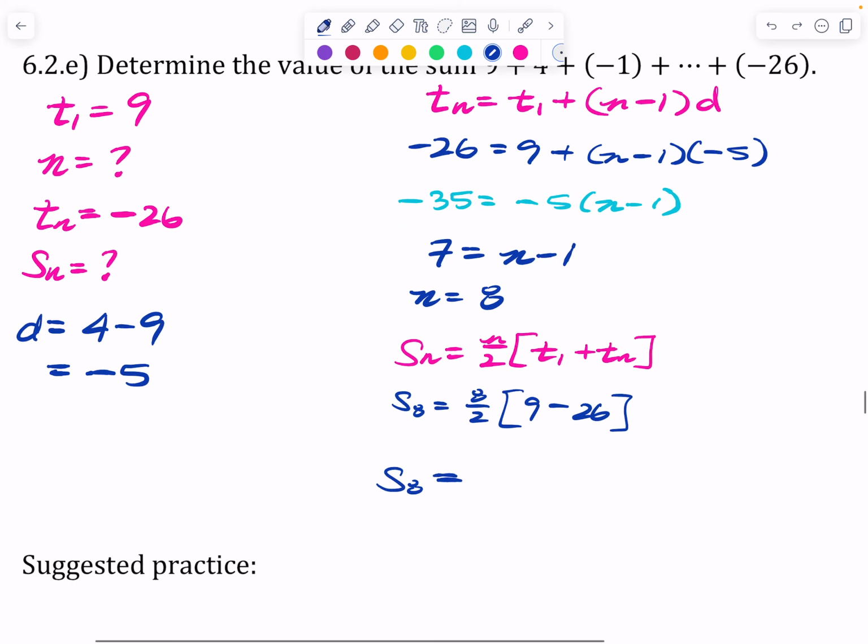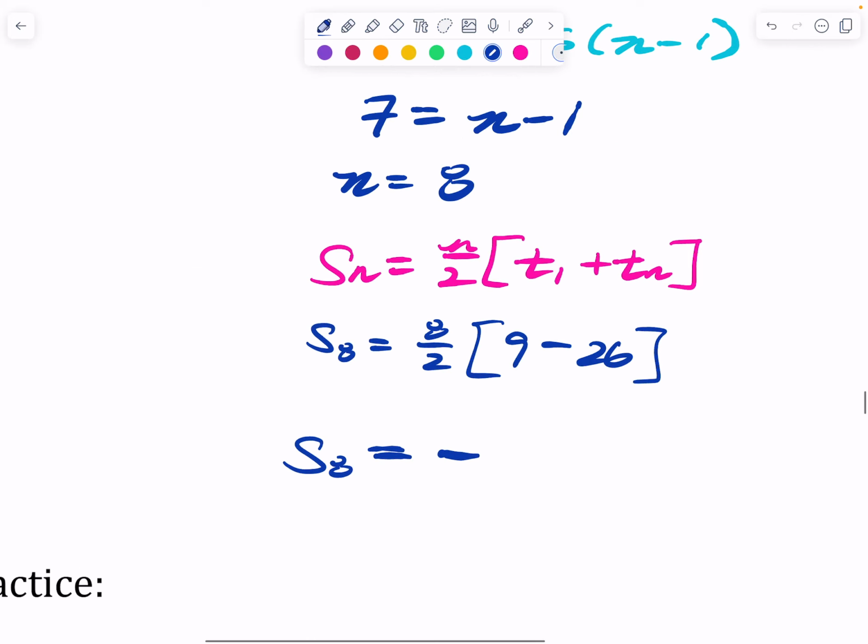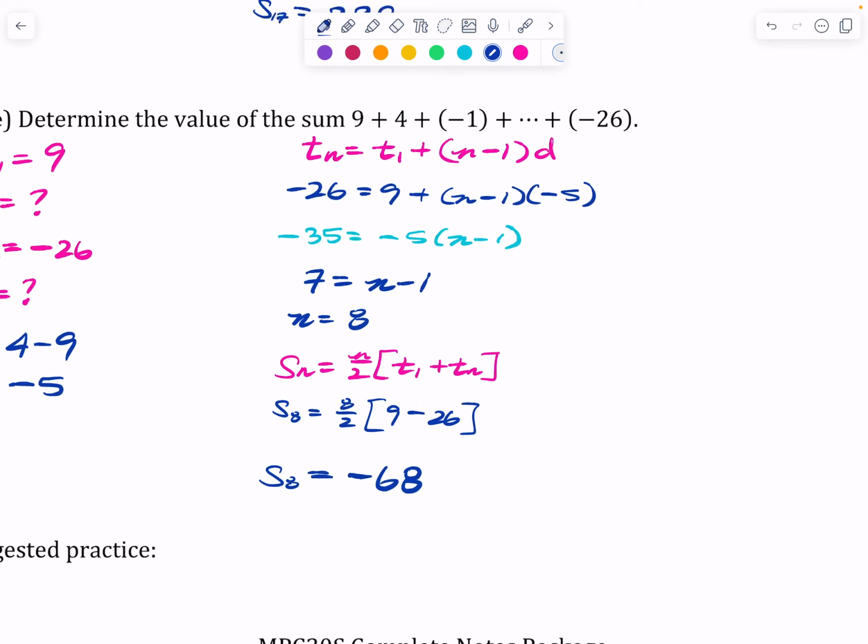Anyways, according to my calculations, what would I calculate this as? Let's do it mentally. Sure, why not? 9 minus 26. 9 and 26 are 17 apart. So that's got to be negative 17. So negative answer for sure. 17 times 4. Well, 17 times 2 is 34, and 34 times 2 is 68. So this thing is done.